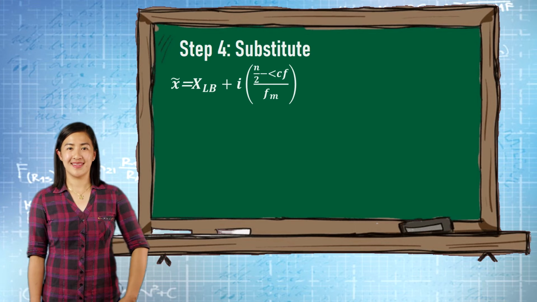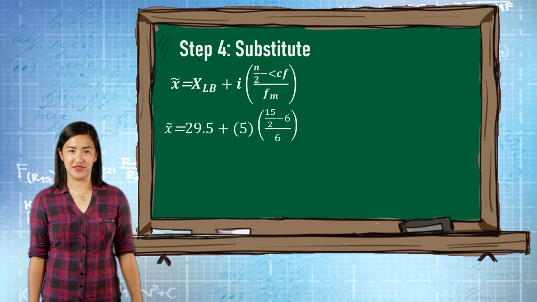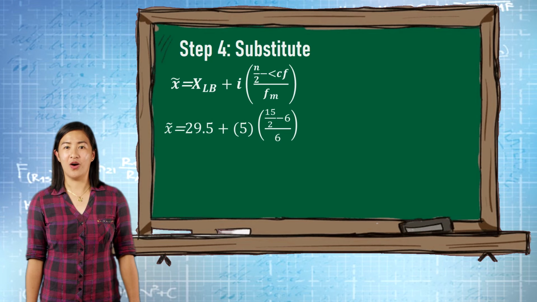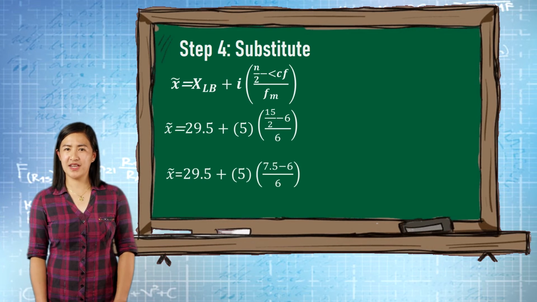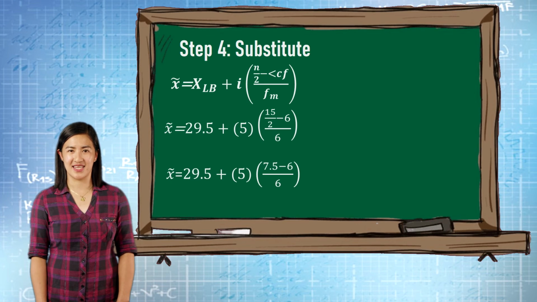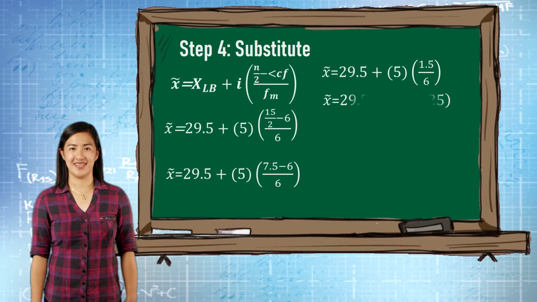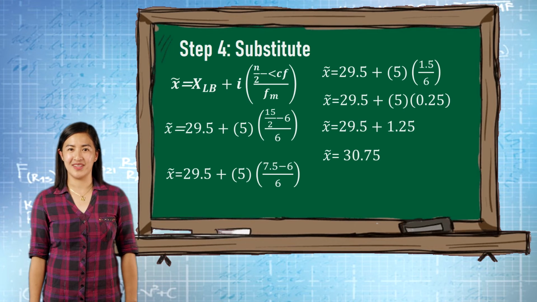We have X tilde equals 29.5 plus 5 times the quantity 15 over 2 minus 6 all over 6. We simplify first what is inside the parentheses and apply the PEMDAS rule. Therefore, the median is 30.75. It is the middlemost score in the dataset.